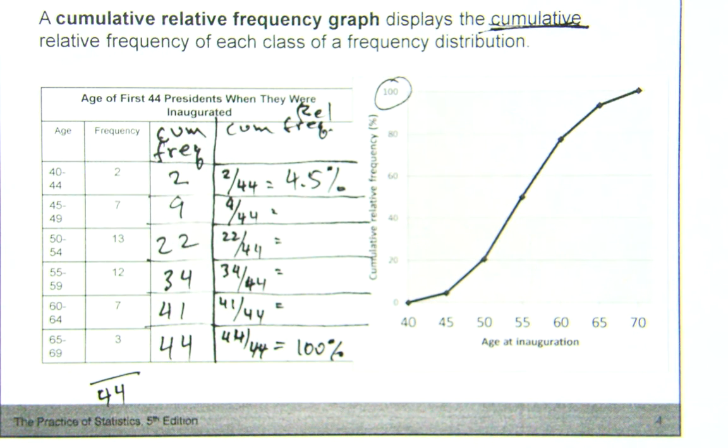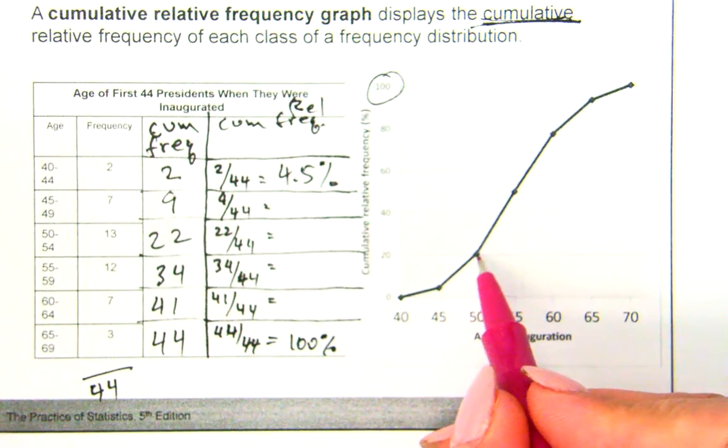Now, interpretation of this, because that's the whole point. Here's how we interpret this. If you're looking at someone who is inaugurated, and let's say they were 50 years old when they were inaugurated.